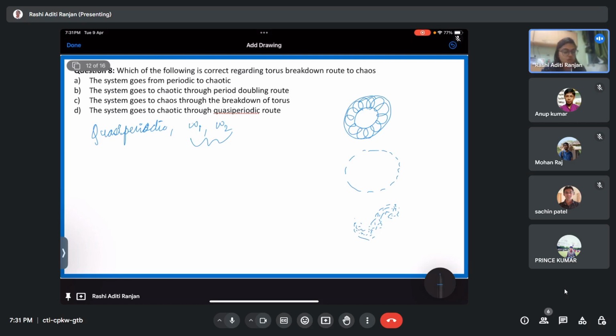Right. So the question says, which of the following is correct regarding the torus breakdown route to chaos? So the system goes from periodic to chaotic? No, the system is going from quasi-periodic to chaotic, right? So option A is not correct. The system goes to chaotic through period doubling route. This is also not correct. This is a partially correct statement, and I always said that we are never going to consider a partially correct statement as the correct statement, right? So this is also wrong because it is actually telling about the period doubling route to chaos.